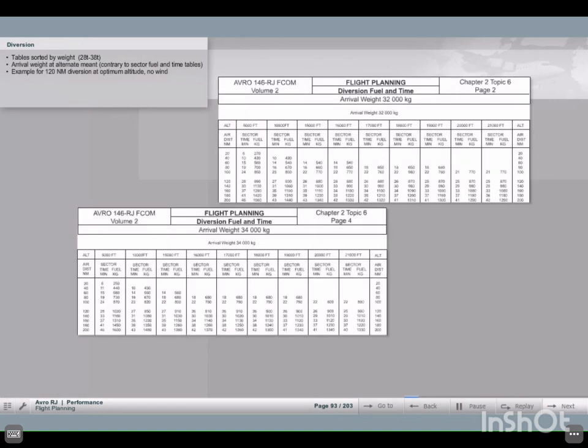The diversion fuel and timetables are sorted by weight from 28 to 38 tons arrival weight in steps of 2 tons. Note that this time the arrival weight at the alternate aerodrome is meant, contrary to the sector fuel and timetables. Let us carry on our example and calculate a diversion of 120 miles sector length and optimum altitude. The wind is calm.